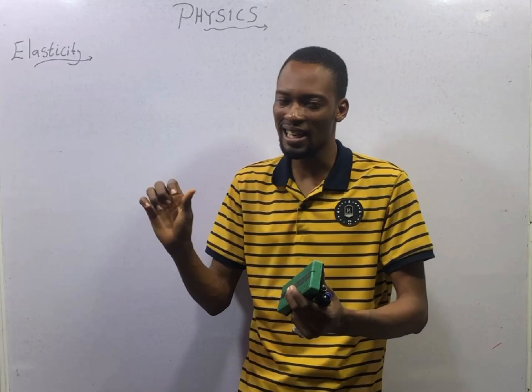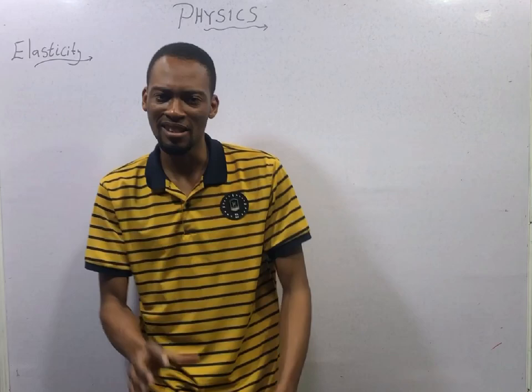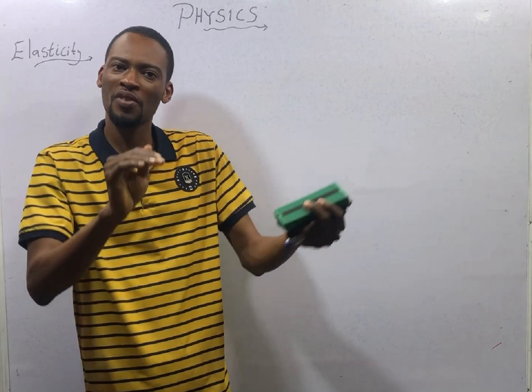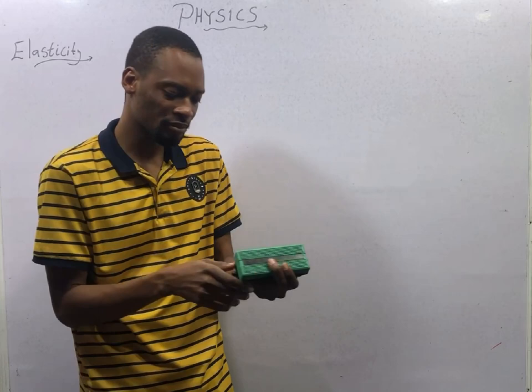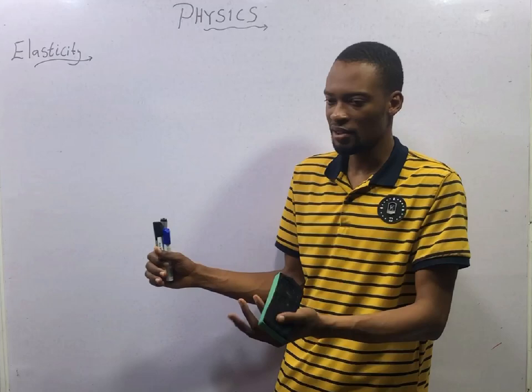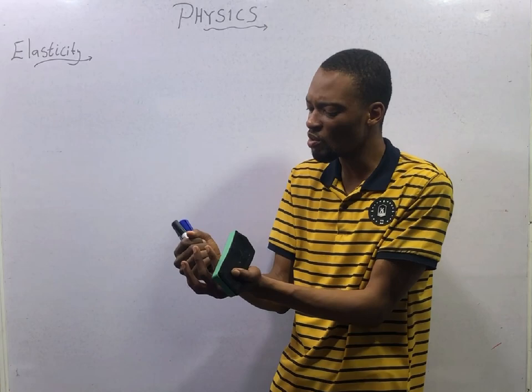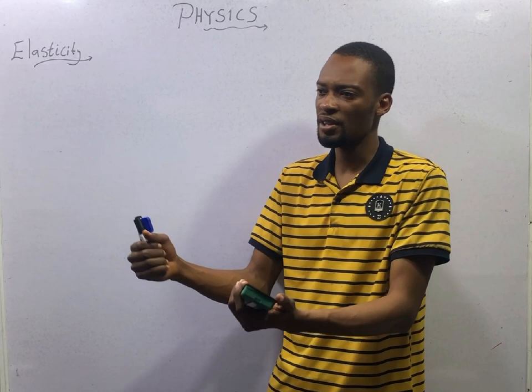Before now, we know that matter is anything that has mass and occupies space. Matter can exist as solid, as liquid, or as a gas. The solid state of matter has definite shape and definite volume, because the force of attraction between the molecules is strong and they are close together, unlike gases and liquids, where the molecules making up the substance are far apart.